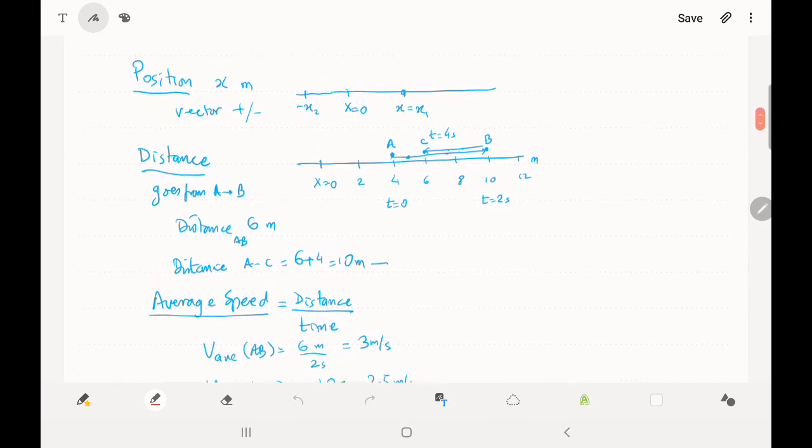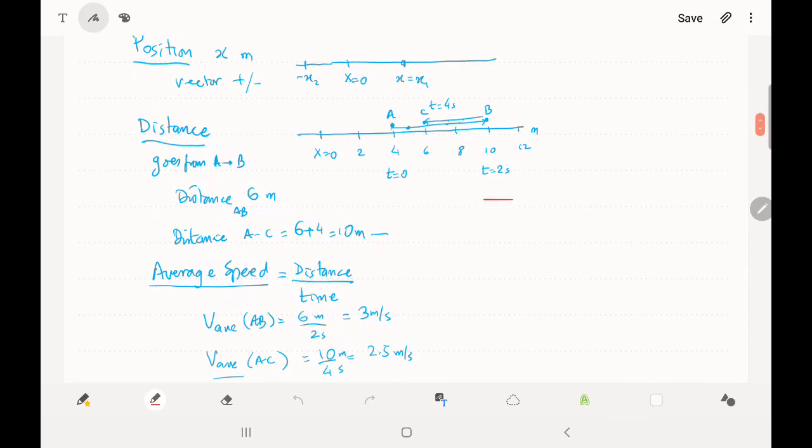We will now define what we call the displacement. So displacement and distance are different things. It's a vector, whereas distance is a scalar, and it could be positive or it could be negative. So if the displacement is towards the right, we take it as positive. If it's towards the left, we take it as negative.